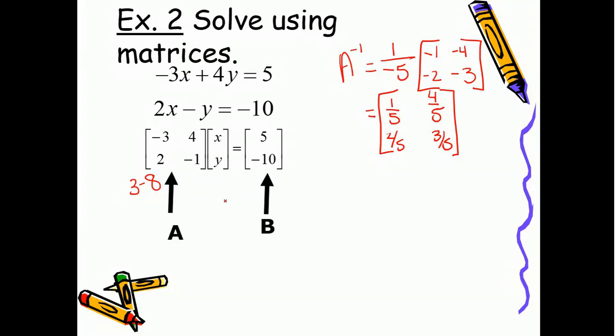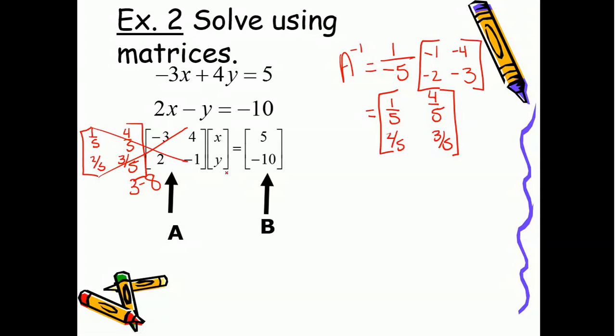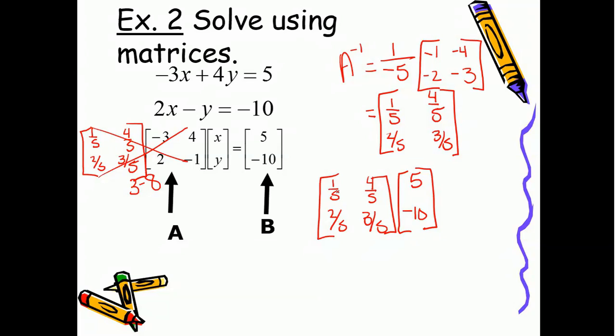So now what I need to do is multiply by that on the left of both sides. So this side I need to multiply by 1/5, 4/5, 2/5, and 3/5. Now, this is going to cross off. It's going to give me the identity matrix, right? I'm going to be left with x and y. Now, we need to multiply this one by that. So let's write it off to the side here, because remember, we need to put our inverse on the left of our answer matrix, or the constant matrix. There we go. Now let's multiply.